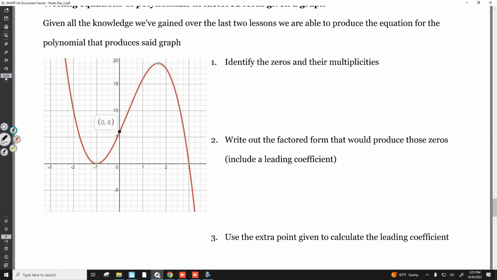Here's what we can do. We can be given a graph and we can write the equation. Now, what are some of the information we have? We have that this is some sort of odd degree. Okay, we could use that to our advantage. This is some sort of negative x to the odd. We can use that to our advantage. What else do we know?